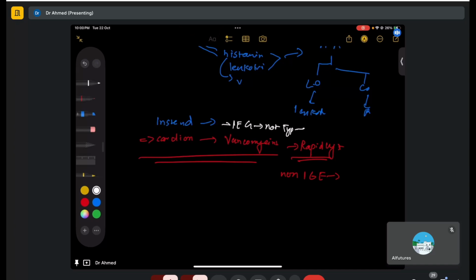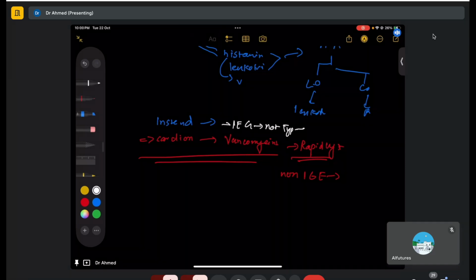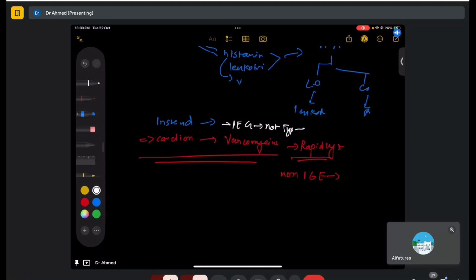And what would be the presentation in case of asthma? Bronchospasm. Yes, bronchospasm, anaphylaxis. Histamine is an anaphylatoxin, and it vasodilates. Okay, so this was all about type 1 hypersensitivity.